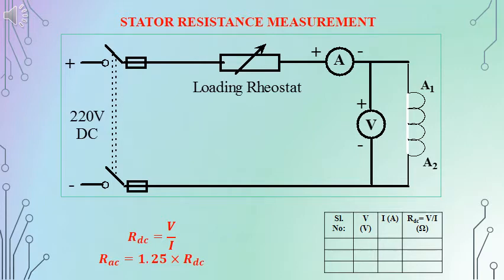If you take multiple readings, you can go for the average of the resistances and you can calculate the AC resistance.